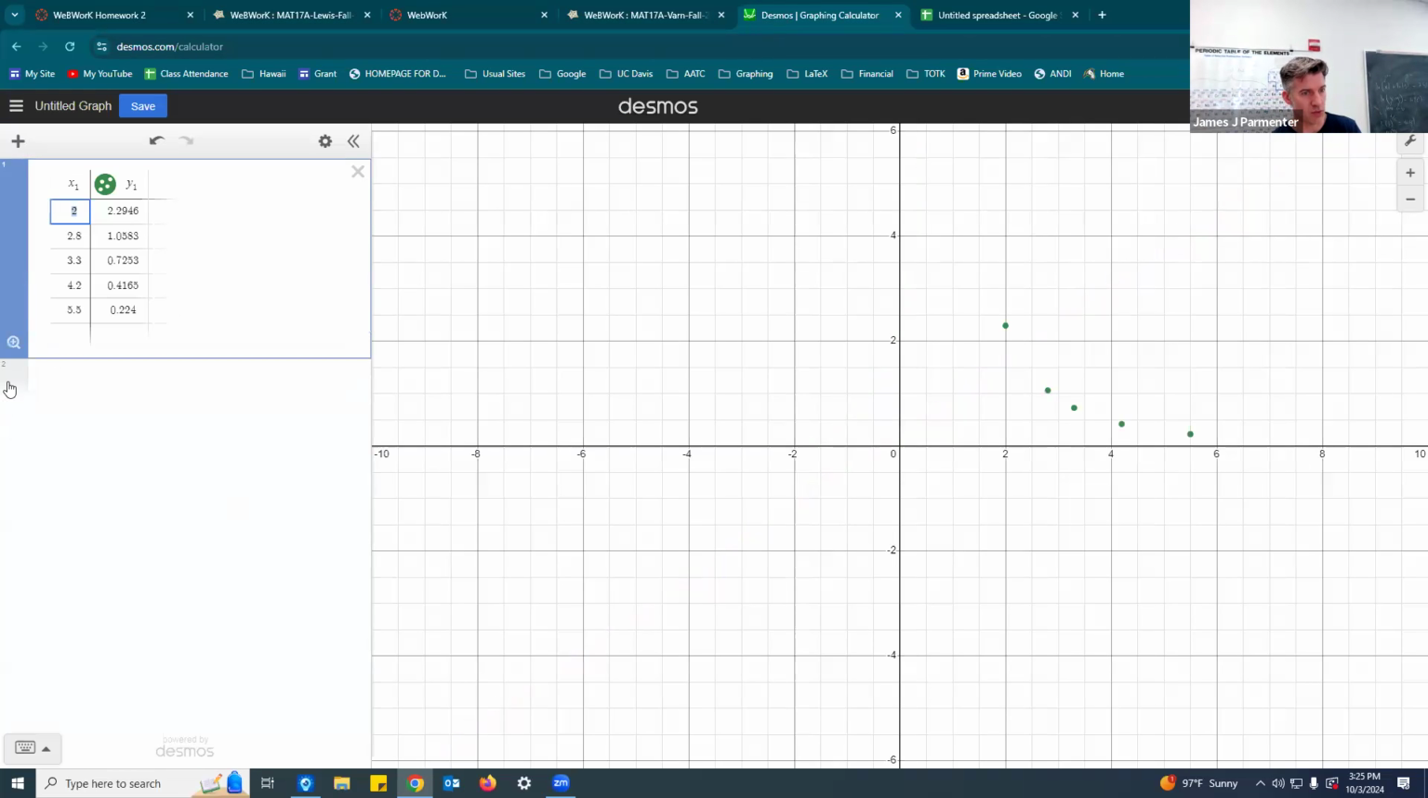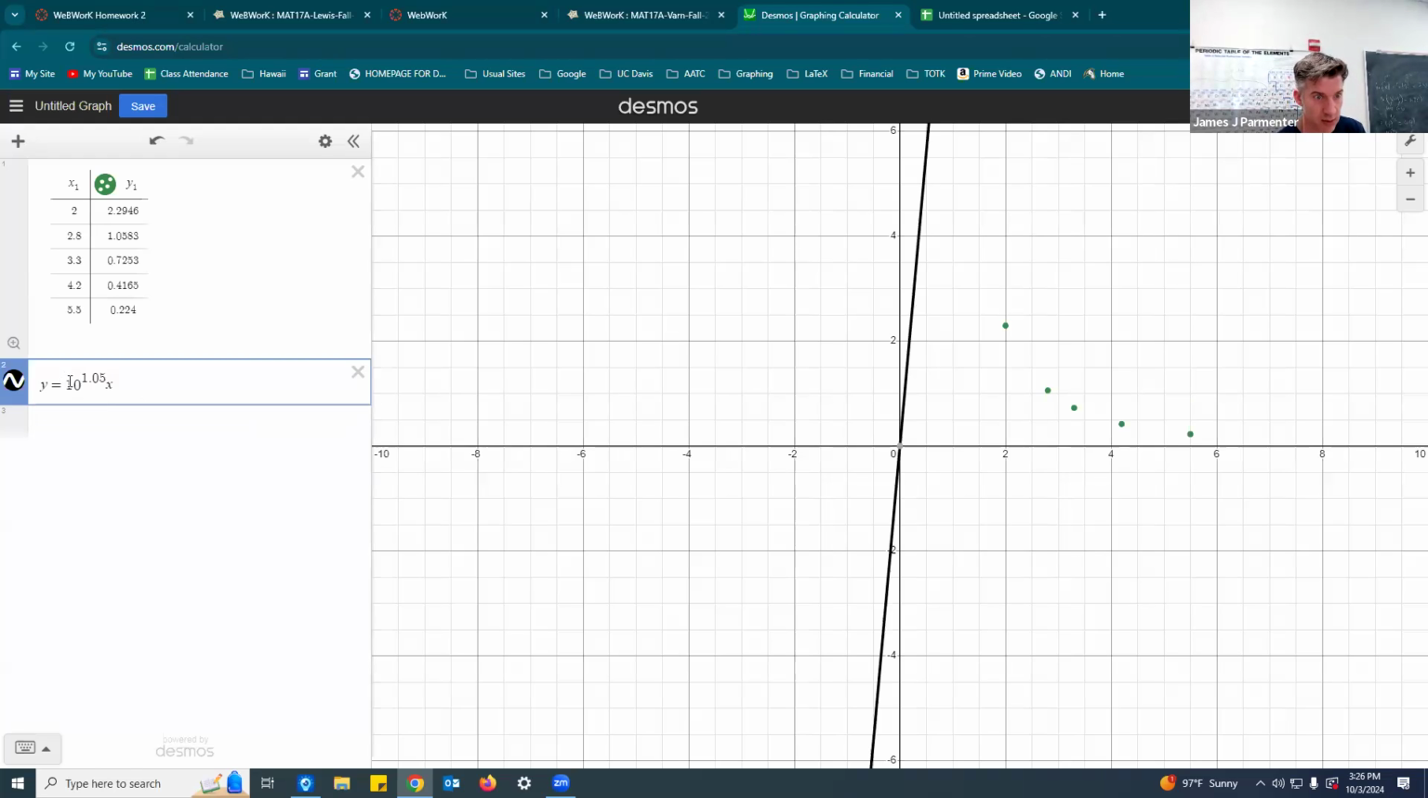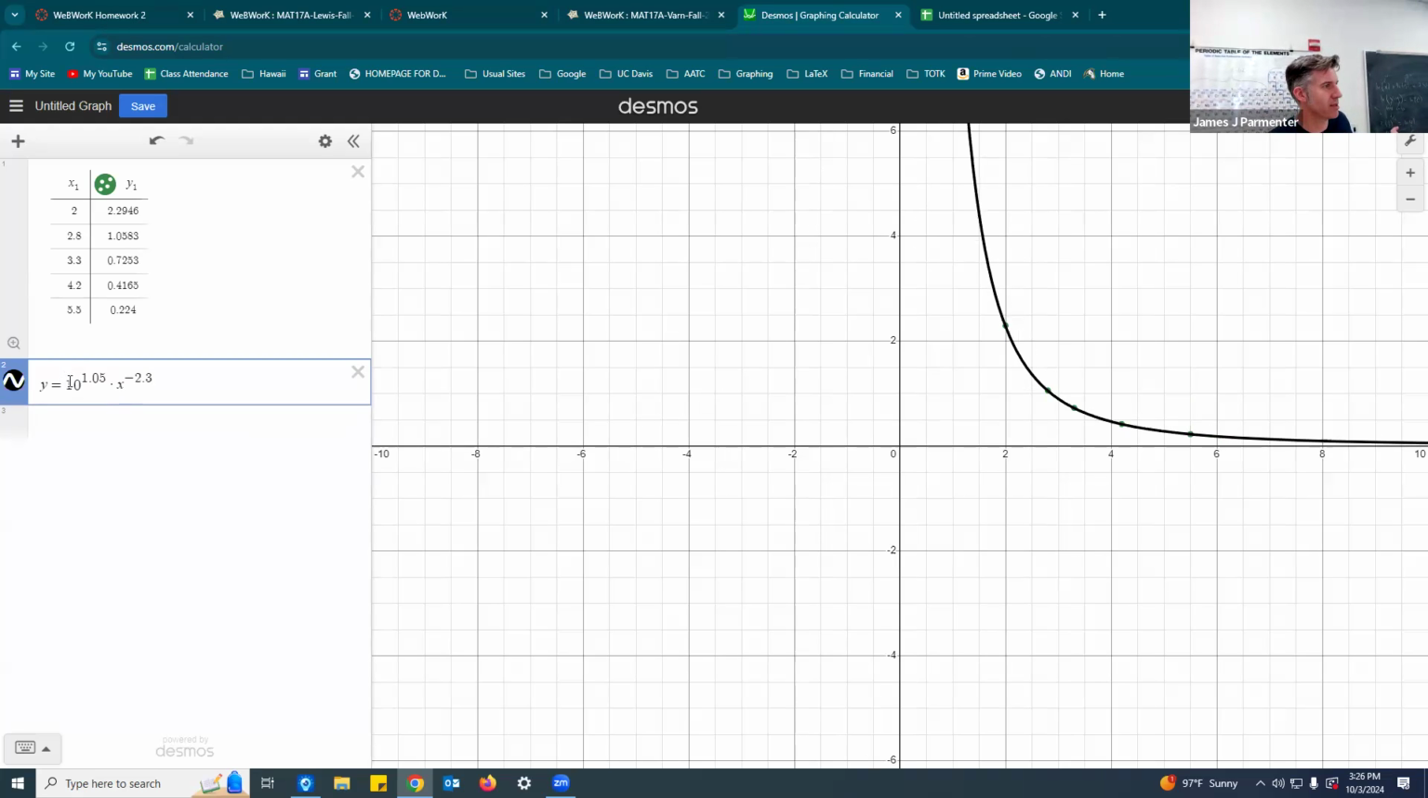And then you could actually just draw the equation we just came up with. The y equals 10 to the 1.05 times x to the negative 2.3. Look at that. It exactly goes to the points. And it should be exact because our r squared was equal to 1.